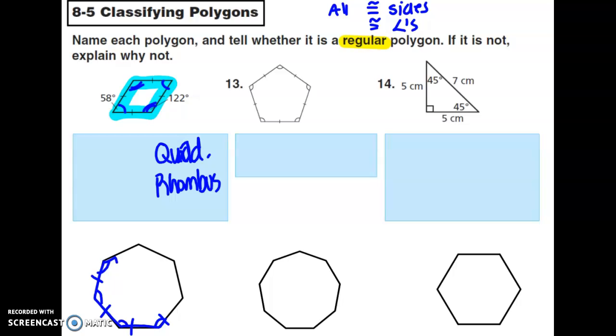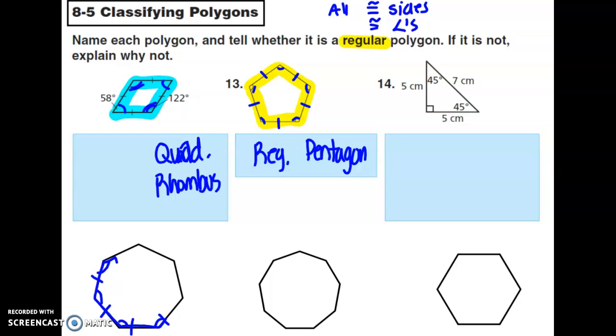On my next shape right here, I count the sides and I've got 1, 2, 3, 4, 5 sides. That tells me 5 sides is a pentagon. If I look at the lengths of the sides, they all have a tick mark right here, so they're all congruent. If I look at the angles, all of the angles have one arch in them like that right there, so they are also congruent. So this would be a regular pentagon.